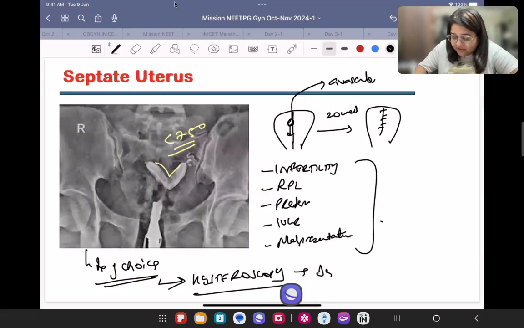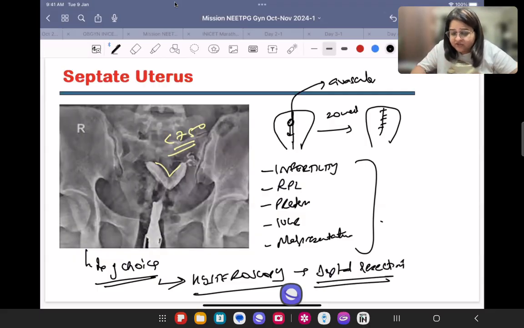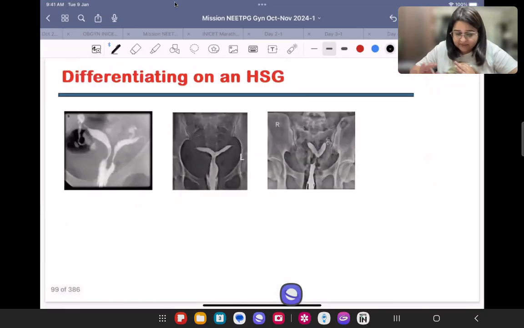How will you treat? You will take a scissors and you will cut the septum. So hysteroscopic septal resection. It's a very easy surgery. Just take a scissors or a resectoscope and just cut the septum. Okay, so this is usually done under laparoscopic guidance because you want to see on top, you don't want to perforate the uterus also. So hysteroscopic septal resection is the treatment of choice for septate uterus.